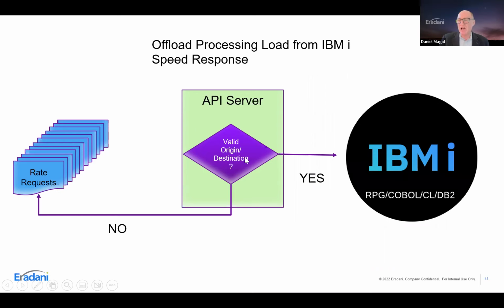So they added business logic to their API server to check those rate requests and say, do we serve that origin and that destination? Is that a route we serve? If not, don't bother sending that to the IBM i, just send it back and say, no, we don't serve those cities. So they were able to offload all that processing from the IBM i and put it directly in the API server. And there are lots and lots of things you can do in that API layer so that you don't have to send things to the IBM i that it doesn't actually need to look at.